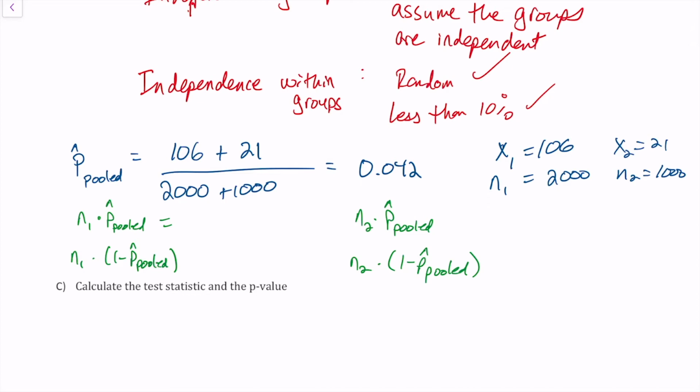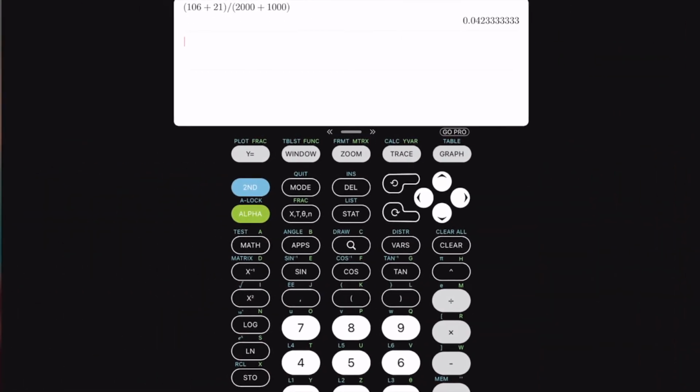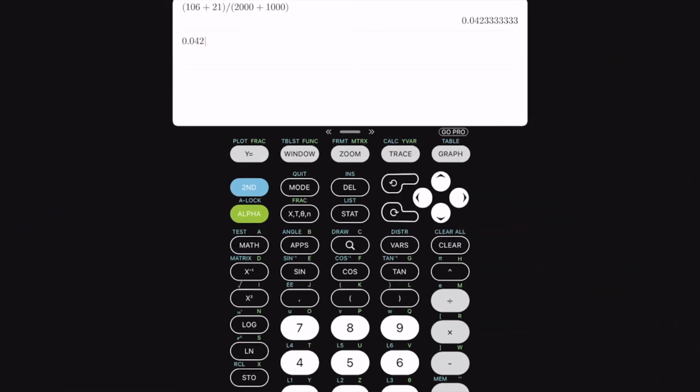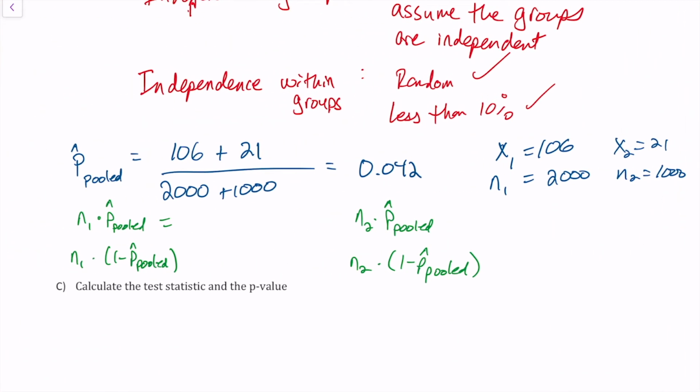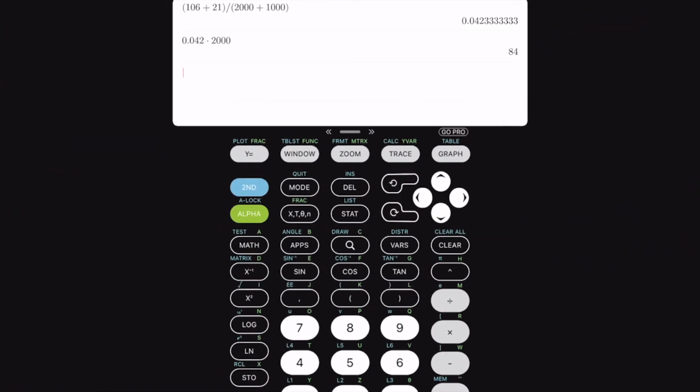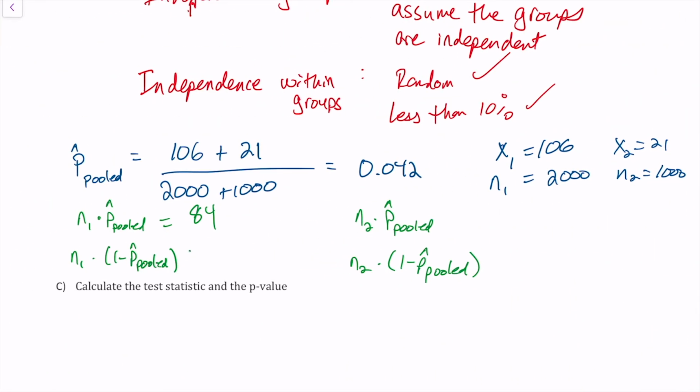So we have 0.042. We're going to multiply that by 2,000. So take 0.042 times 2,000, and we get 84. Okay. Now we're going to do the same thing, except it's going to be N1 times 1 minus our p-hat pooled. So that's going to be 2,000, that's N1, times 1 minus 0.042. And I know I switched my order of multiplication, but order of multiplication never matters. 1916. All right. So far so good. All of these are greater than 10.